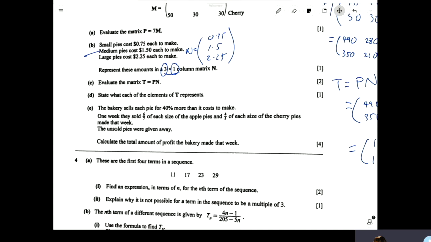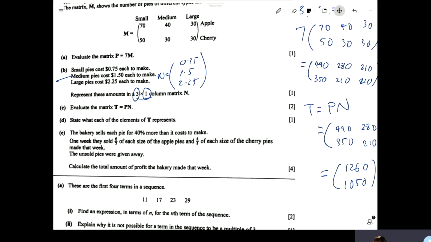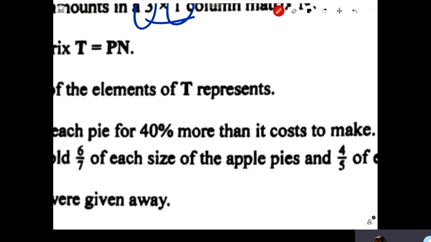Okay, then E. E is the slightly more difficult one. So the bakery sells each pie for 40% more than it costs to make. And in 1 week they sold 6/7 of each size of apple and 4/5 of each size of the cherry. The unsold pies were given away. Calculate the total profit. So we need to change something. First of all, all the price we gotta add 40%.